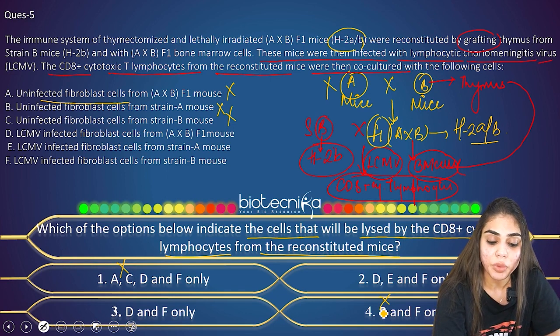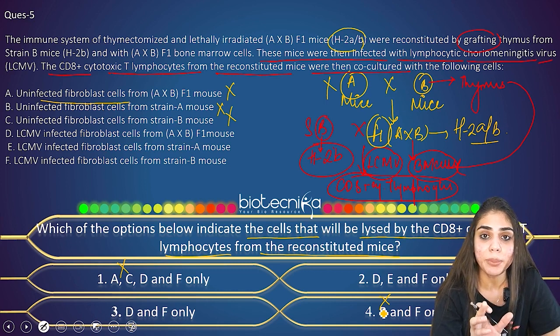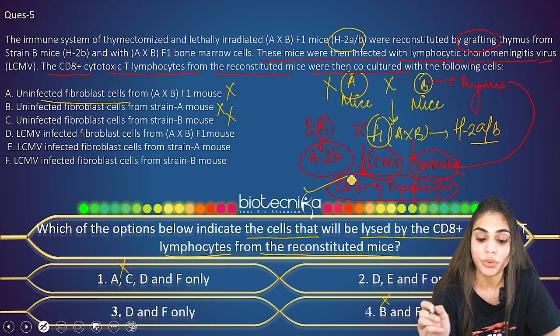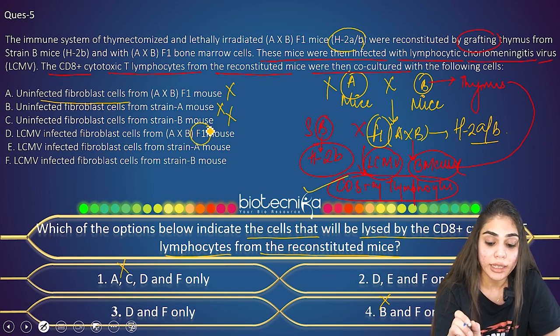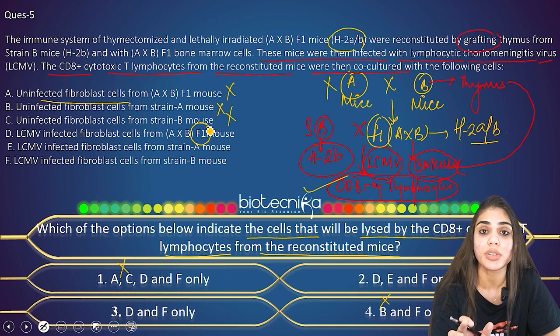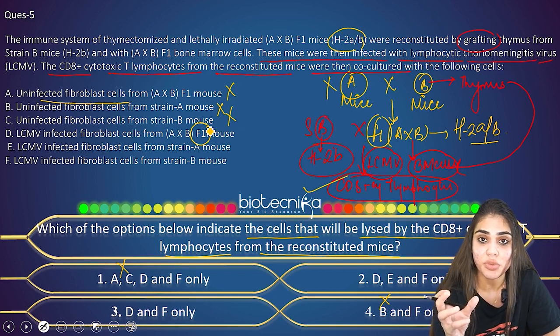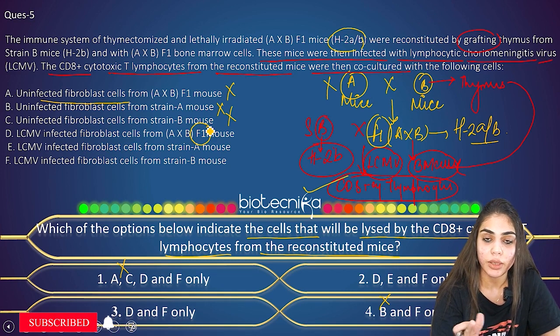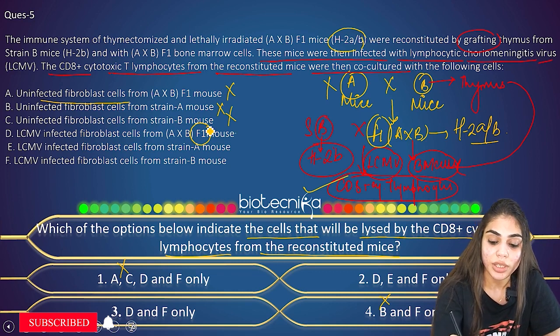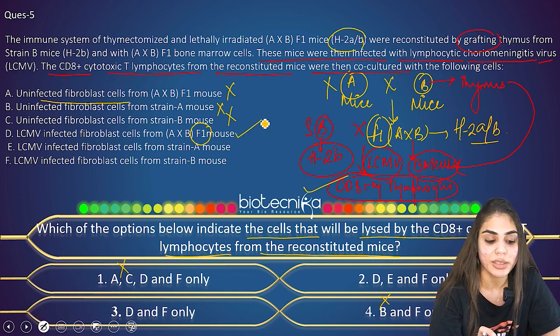LCMV infected fibroblast cell from A into B F1 mice. If A into B F1 mice is infected with any kind of virus, that will be recognized by the CD8 T lymphocyte. Why? Because this is an F1 mouse, and in this mouse we have done reconstitution. We have taken thymus from strain B and put it in the A into B F1 progeny. So obviously it is going to recognize this infection, and it is going to kill this infected cell.